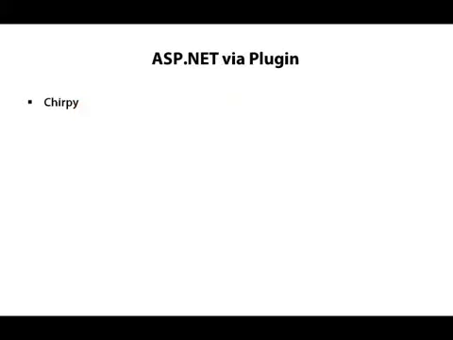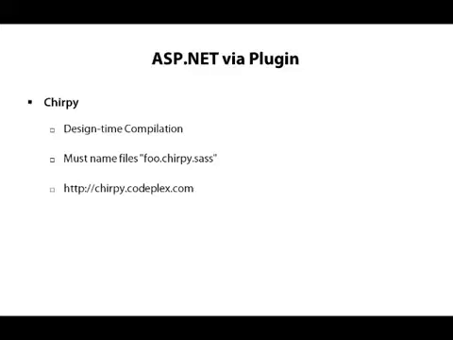For ASP.NET, there's a couple of ways to do integration with SASS. Chirpy is a common plugin. This is something you would install in Visual Studio as an extension, and does design time compilation. It actually takes your SASS every time you edit it and produces a CSS file that you can reference directly. It knows what files need to be processed by a convention of using Chirpy in the name of the file itself, and then the extension implies what engine it's going to use to generate it. You can find out more about Chirpy on chirpy.coplex.com.